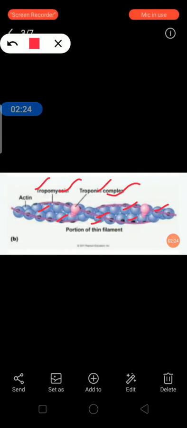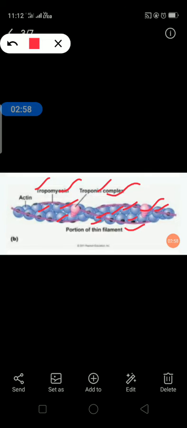Two filaments of tropomyosin also run close to F-actin. You can see here one row of the tropomyosin, and here another row of the tropomyosin. Both layers of tropomyosin run close to the F-actin globular proteins. Okay, the two run close to each other.